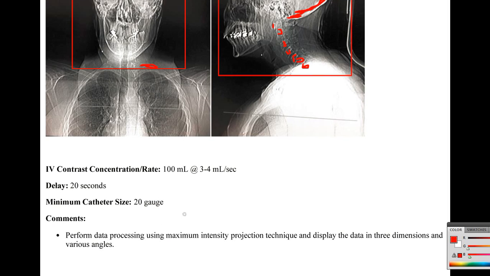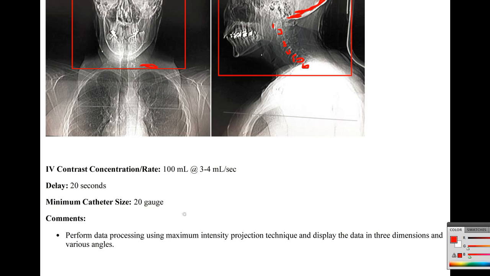The IV contrast is going to be at 100 milliliters, and we're going to increase the flow rate to 3 to 4 milliliters per second. Notice as we've increased the flow rate, we've also decreased the delay from 40 seconds to 20 seconds. And because of all of this increased flow rate, we have to utilize a little larger IV. So instead of a 22, we have to utilize a 20 to actually be at maximum efficiency.